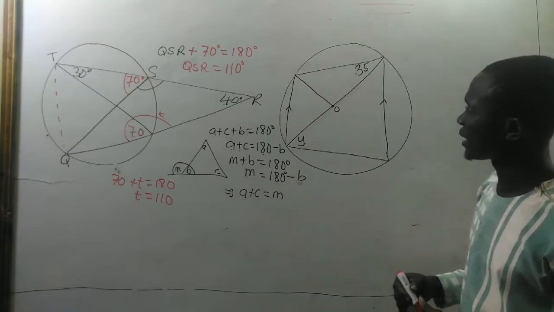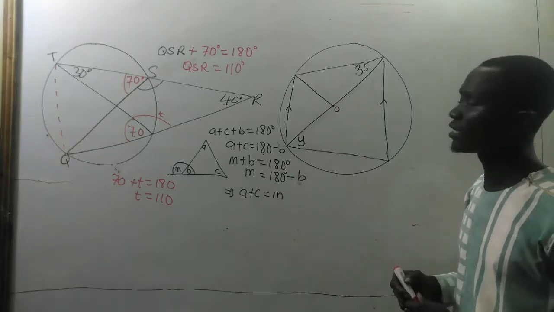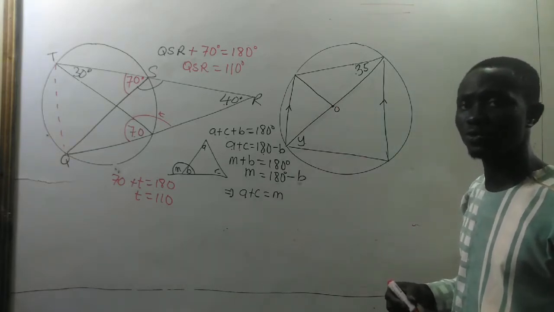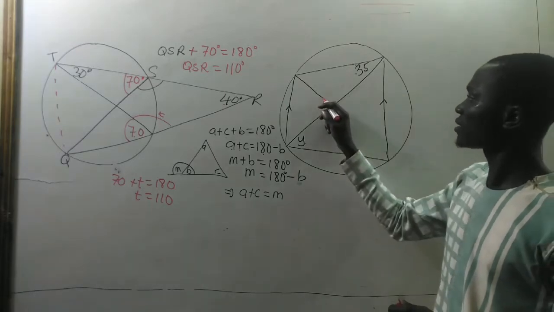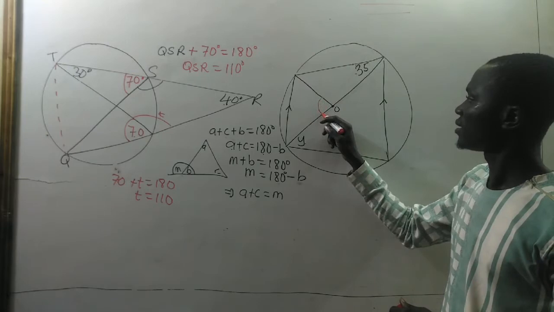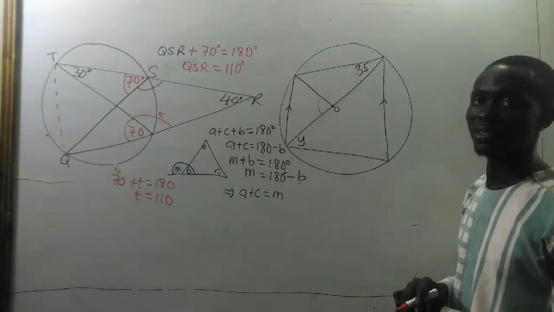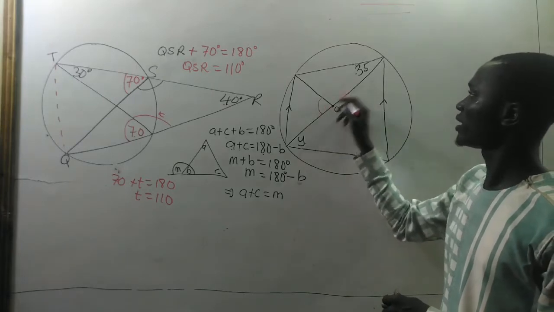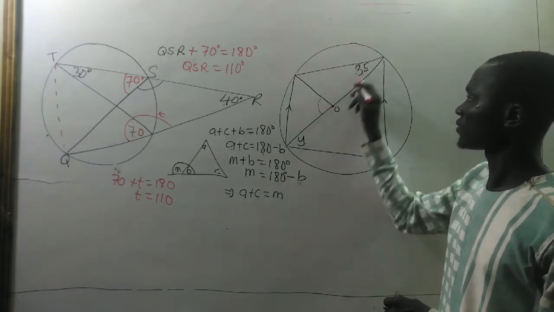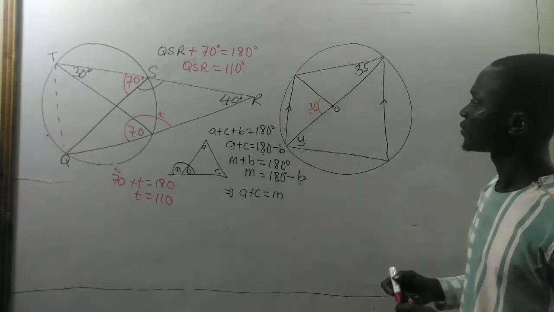What we can do is that we see that this is the center of the circle, and from the central angle theorem, the angle at the center here is twice the angle at the circumference, right? Yes. So the angle here is 2 times 35, and we are going to get 70.